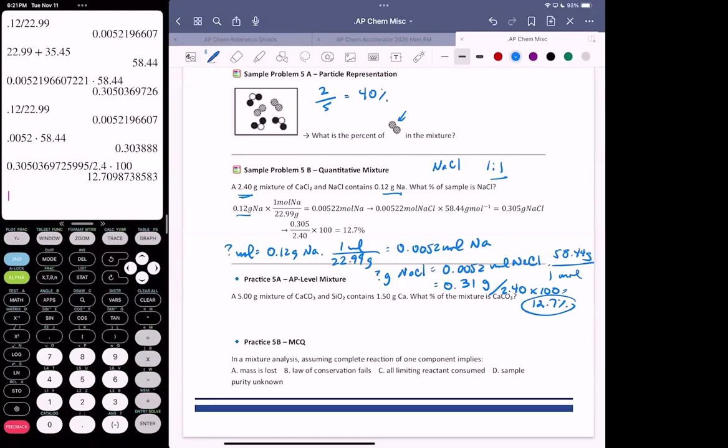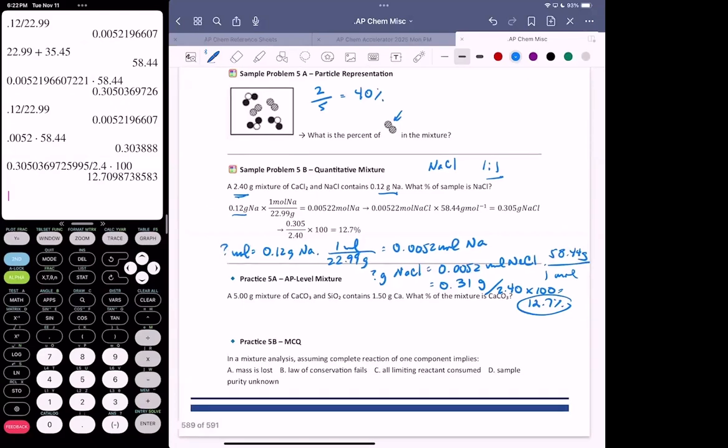Let's do this problem together. In the interest of time, what percent of this mixture is calcium carbonate? Okay, so if we know we have 1.50 grams of carbon, how many moles of carbon is that? Why did I say carbon? Let's rephrase. We know we have 1.50 grams of calcium. How many moles of calcium is that?